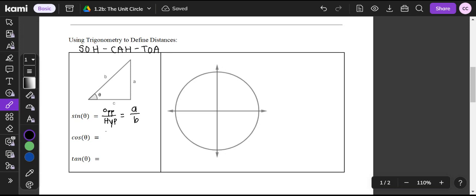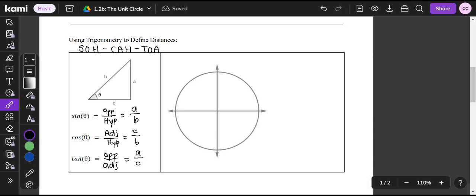Okay, cosine is adjacent over hypotenuse. So if I look at this angle, the adjacent side is C, it's the side it's touching, and then the hypotenuse is still B. And then tangent is opposite over adjacent. So if I look at my angle, the opposite side is A, the adjacent side is C. So this is A over C. Right? That should be a review from last year.